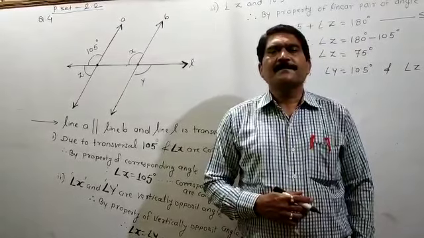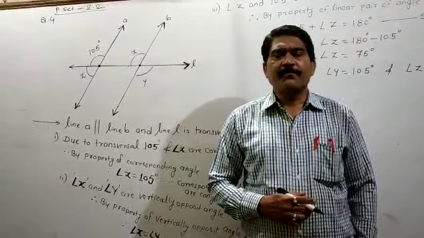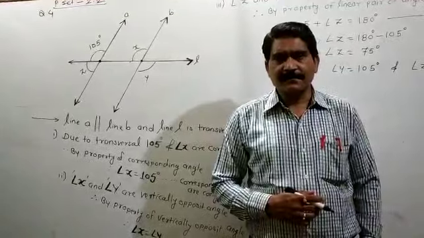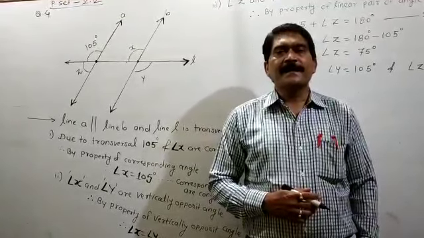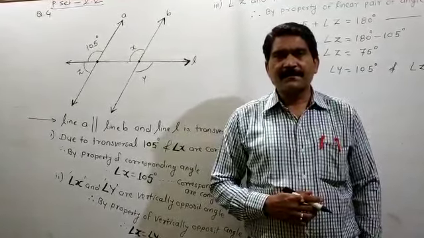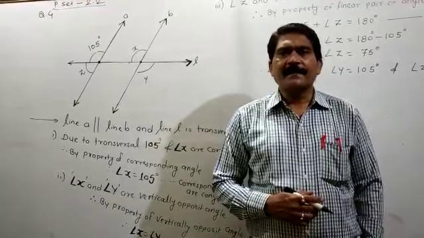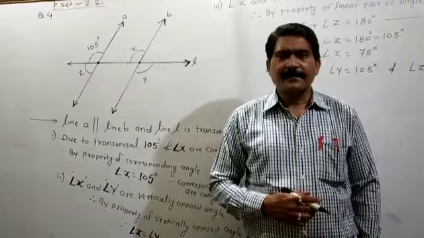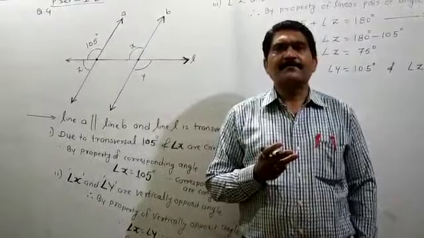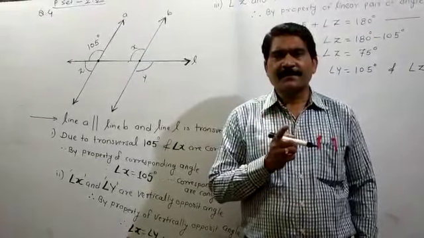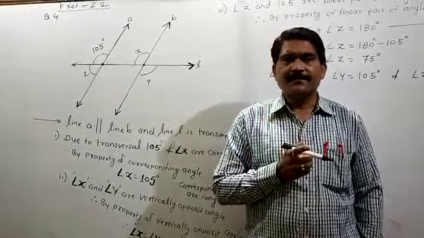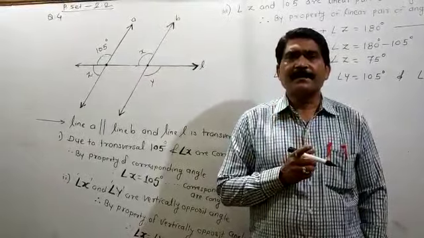Corresponding angles formed by the transversal are congruent, alternate angles formed by the transversal are congruent, and interior angles are supplementary. These are the three properties of the three angles. Corresponding angles are congruent, alternate angles are congruent, and interior angles are supplementary.